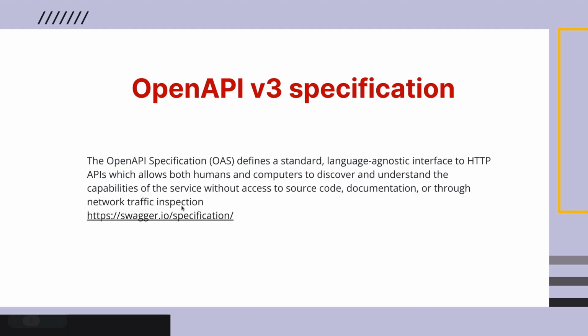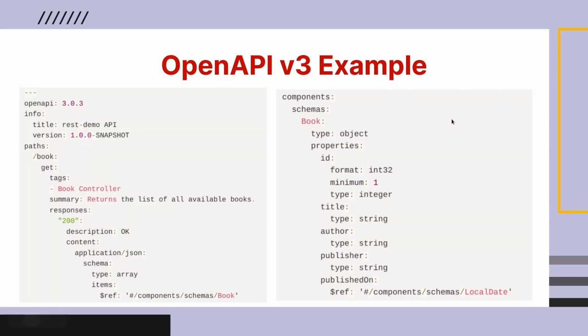For example, you might have used UML diagrams to express the interaction between classes of your application, right? That UML diagram is agnostic of the language that you're using. Then let's understand through an example.